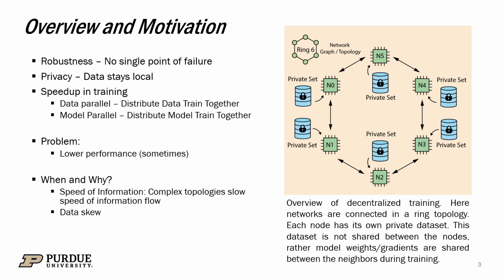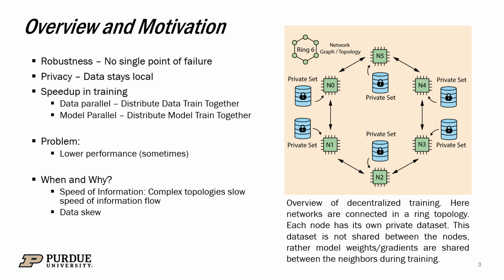There are many advantages of decentralized learning. Firstly, robustness. Since there are many nodes and there is no single point of failure, the whole system is more robust to failures. Privacy. Since the data stays local and is not shared among the nodes, privacy is maintained. Next, there is speed up in training. This is achieved either through data parallel, which distributes the data among the nodes, or model parallel, which distributes the model. In this work, we've considered the data parallel setting.